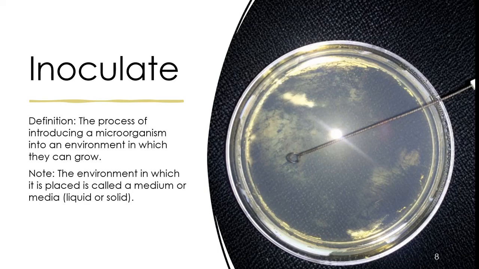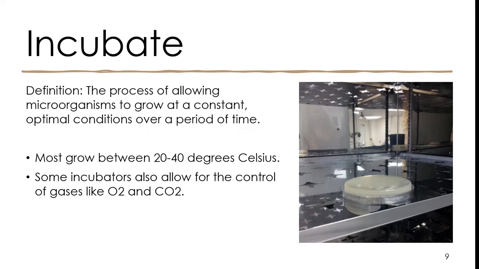After you've taken that medium and inoculated it, you've got to give it time to grow. When you're growing your microbes, you have to take into consideration their optimal environment, because you want them to grow and you want them to grow well. So when you're talking about incubating, you have to think about things like the temperature, the O2 and the CO2. Most things that we're going to be dealing with, we're going to be growing at 37 degrees Celsius, because those are microbes that can live and grow well in the human body.